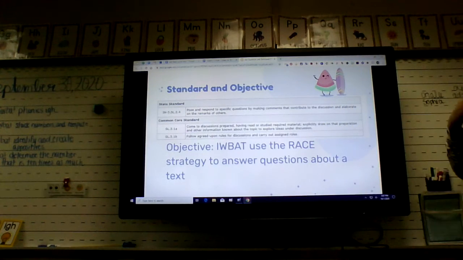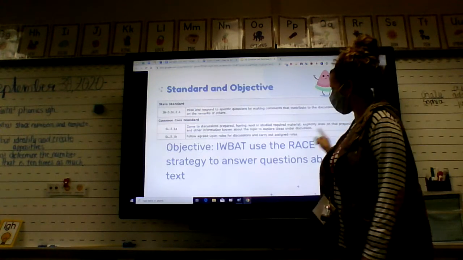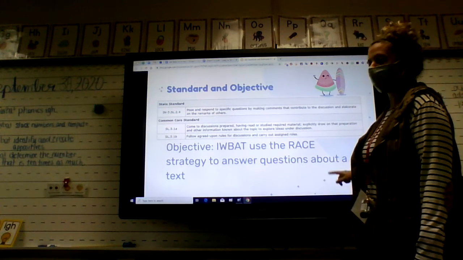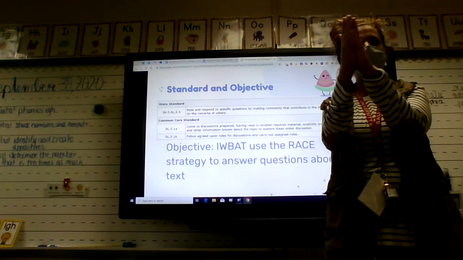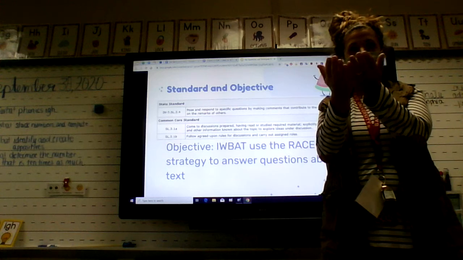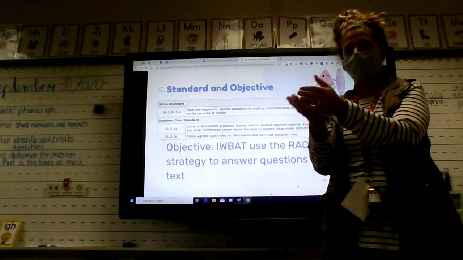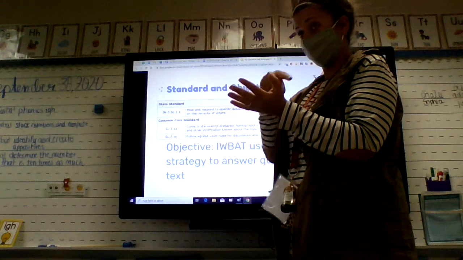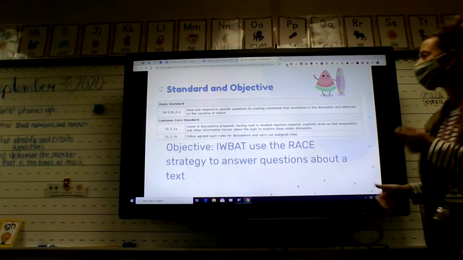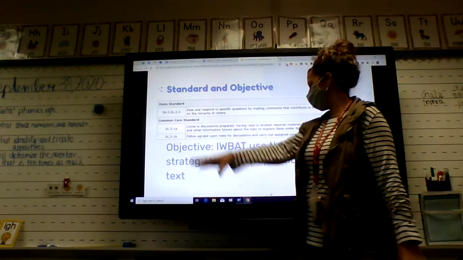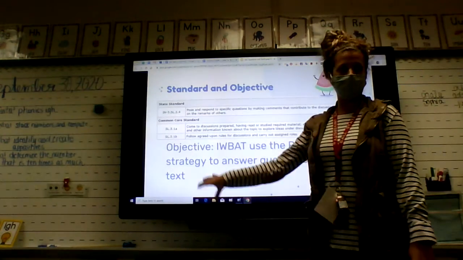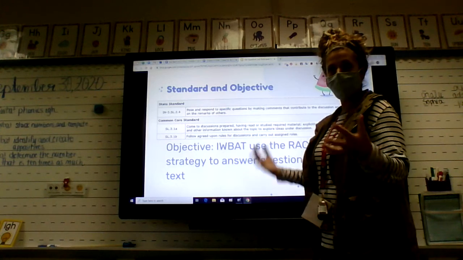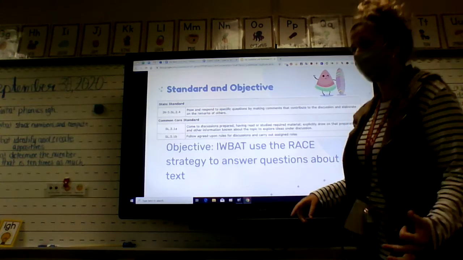So, say, I will be able to use the RACE strategy to answer questions about a text. What is text? Textbook. Yes. What else? Text is something you read. Yes, it's something we read. Very good. So today we are going to respond to the text, and we're going to answer questions about the text. If you look at our standard, it'll say respond to questions from the text. You guys just did that in our comprehension quiz, right?